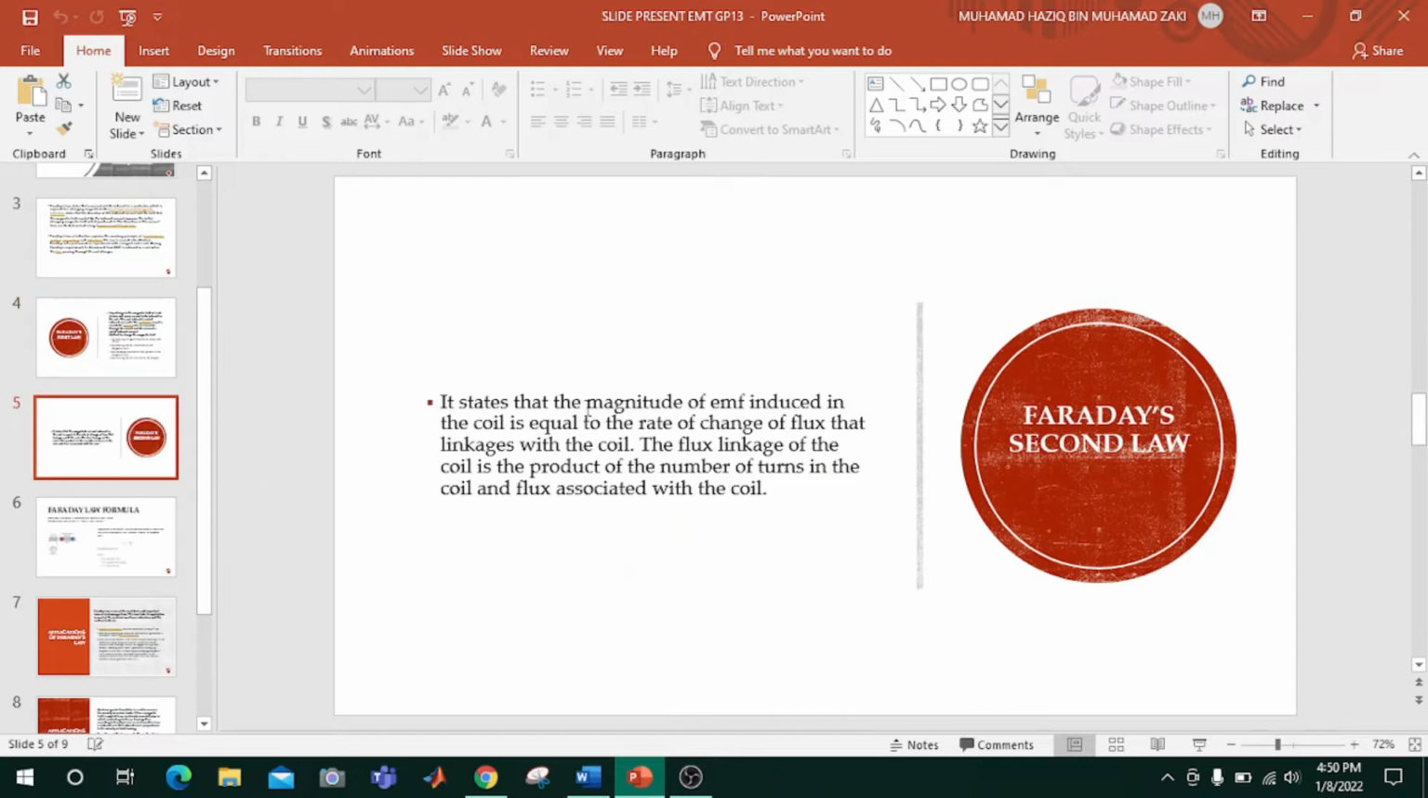For the second law, it states that the magnitude of EMF induced in the coil is equal to the rate of change of flux linkage with the coil. The flux linkage of the coil is the product of the number of turns in the coil and the flux associated with the coil.